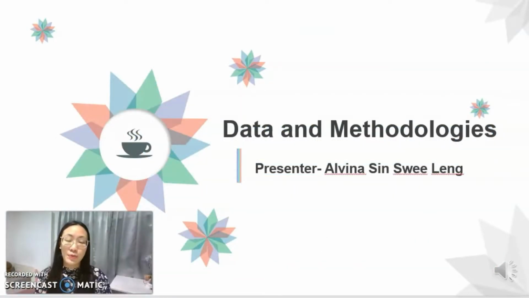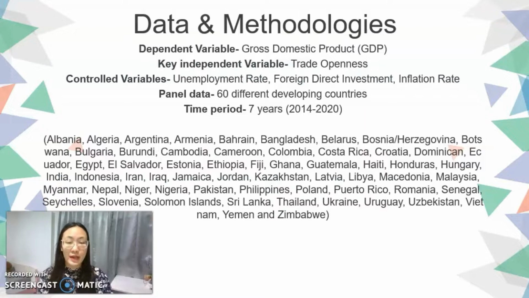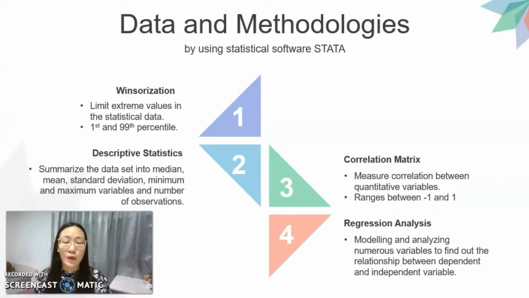Hi, my name is Elvina. I'll be presenting the data and methodologies part. Gross domestic product, GDP, will be our dependent variable. Trade openness will be our key independent variable, while the control variables will be unemployment rate, foreign direct investment, FDI, and also inflation rate. Our data will be collected from the World Bank, where we will choose 60 different developing countries with a time period of 7 years from 2014 to 2022. Our results will also come from Stata, a statistical software.